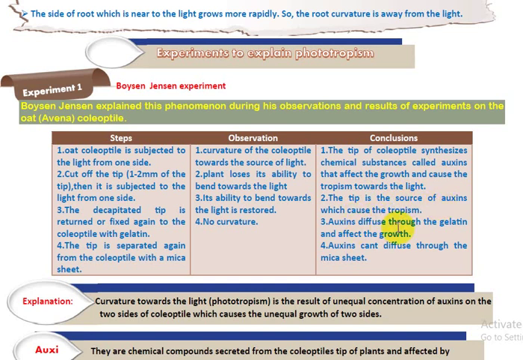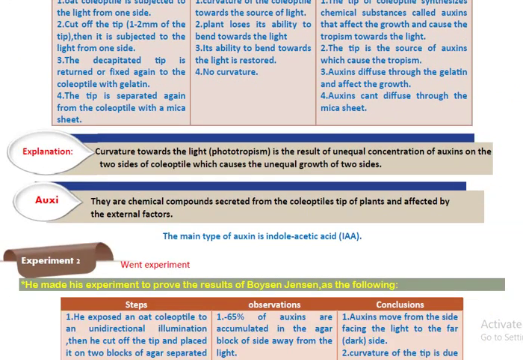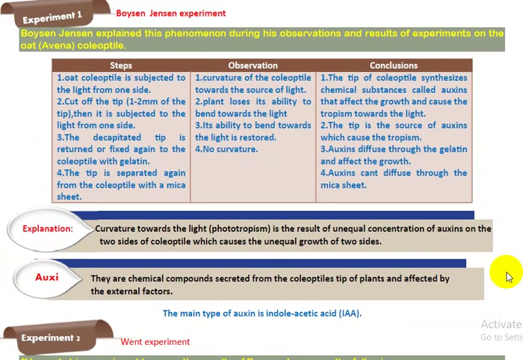Auxin diffuses through the gelatin and affects the growth. Auxin can't diffuse through the mica. The explanation: the curvature towards the light, phototropism, is the result of unequal concentration of auxin on the two sides of the coleoptile, which causes the unequal growth of the two sides.